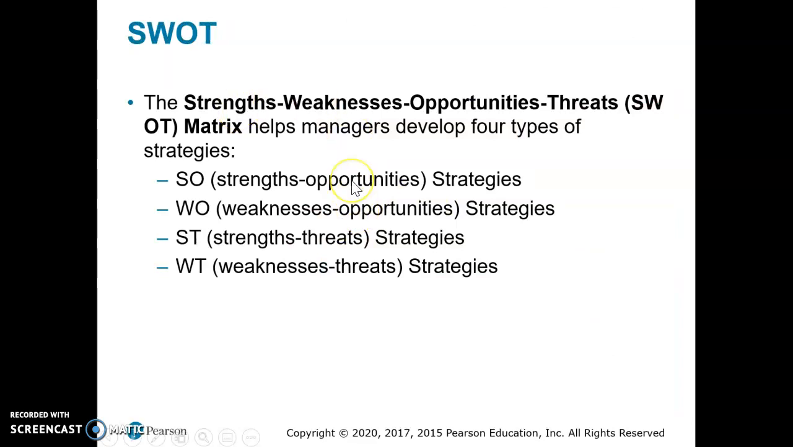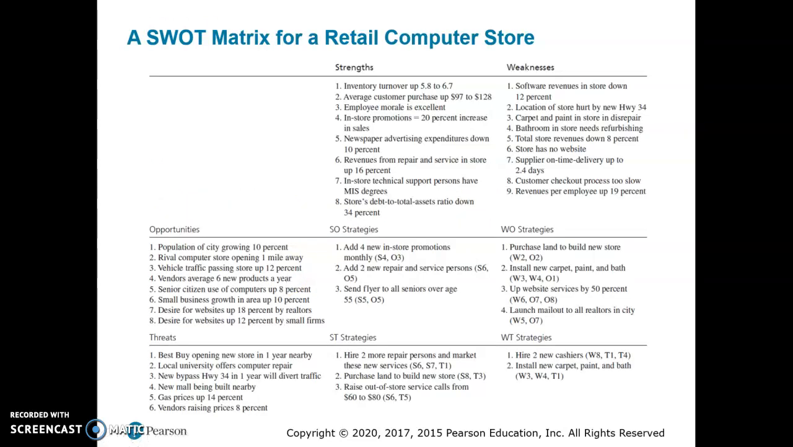All right, so once we identify our strengths, weaknesses, opportunities, and threats, we can put together SO, WO, ST, and WT strategies. So we can look at what are some of our strengths and opportunities, weaknesses and opportunities, strengths and threats, and weaknesses and threats. This is hard to explain, so let's just look at it graphically. So here we can see this is a retail computer company. They list their strengths, they list their weaknesses, they list their opportunities, and they list their threats.